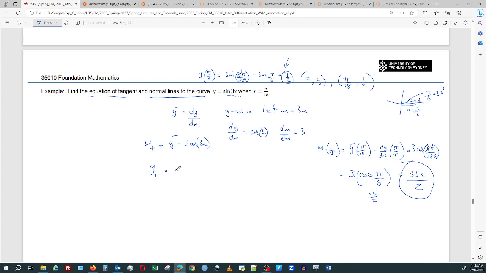So we're going to do our m, y equals mx plus b. So m we just worked out as 3 root 3 on 2, x tangent plus b. Now we've got these x and y values. This is a half. This is 3 root 3. This is pi on 18. This is b. It's the same thing. We're just doing exact values here.